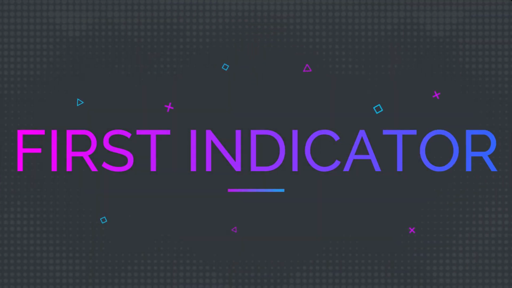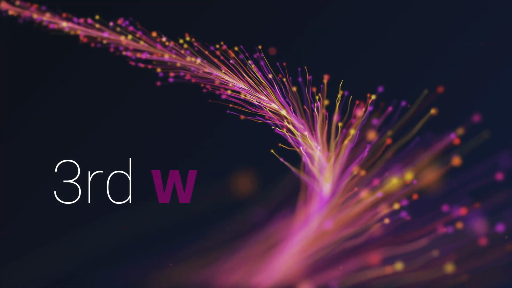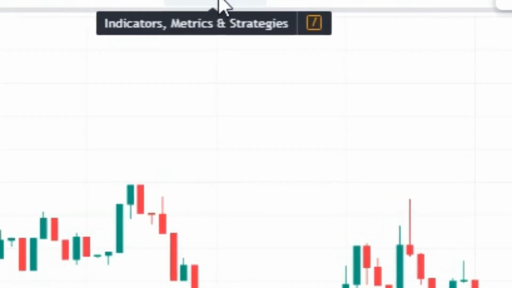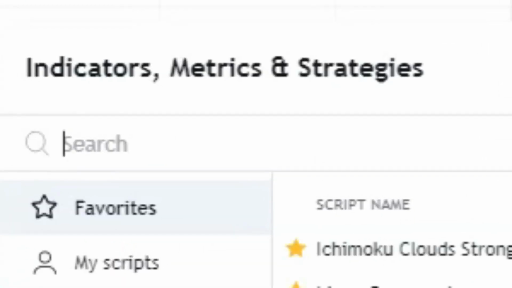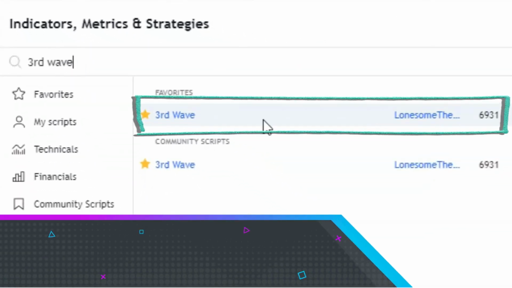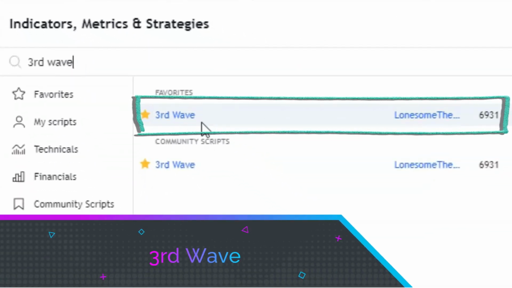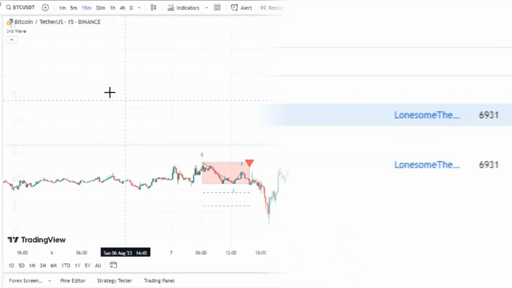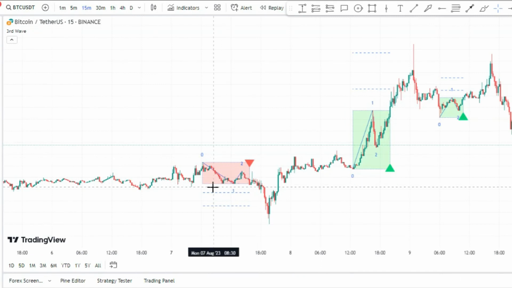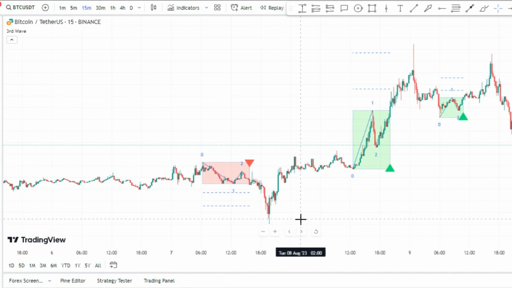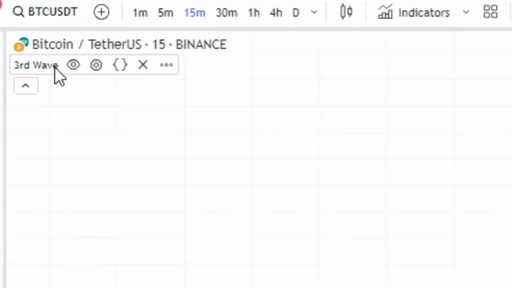Let's dive in. I'm excited to show you an indicator that can really upgrade our trading. It's called the third wave, and you add it just like any other on TradingView. When used properly, I really think the third wave can make a big difference. Let me show you how I've customized it, then you do the same.